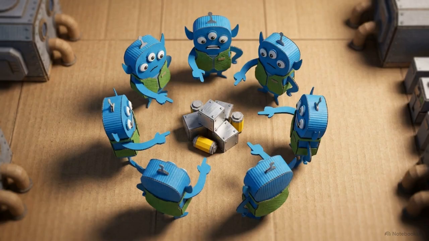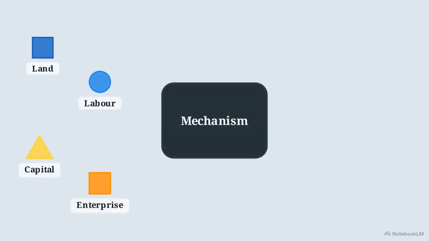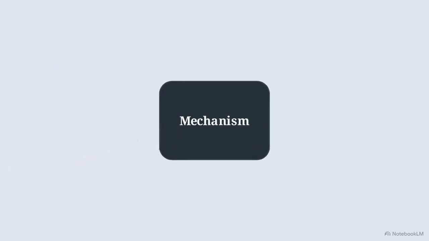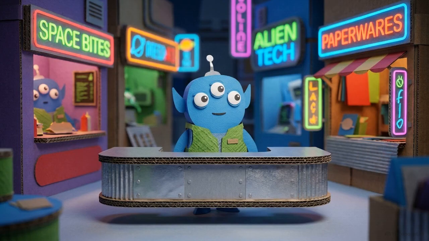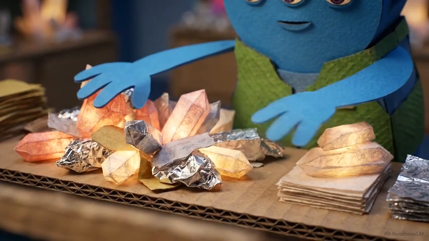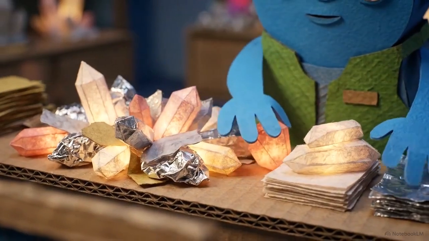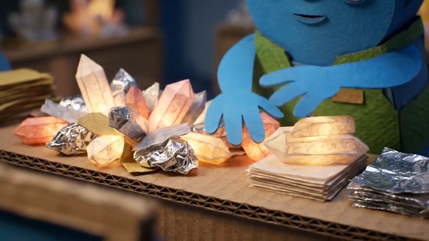Because scarcity makes it physically impossible for a population to have everything they desire, a mechanism has to step in to make choices about how those limited resources are used. That mechanism is business activity. Enter the entrepreneur. Our local space merchant has one primary goal: to step into this environment of scarcity and organize resources to produce goods that satisfy those endless wants.